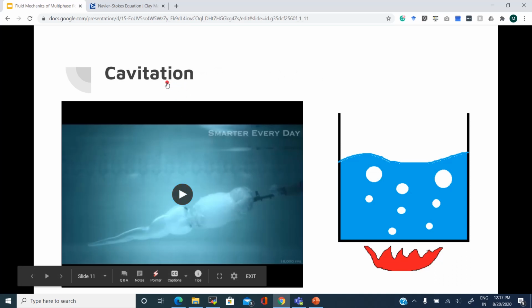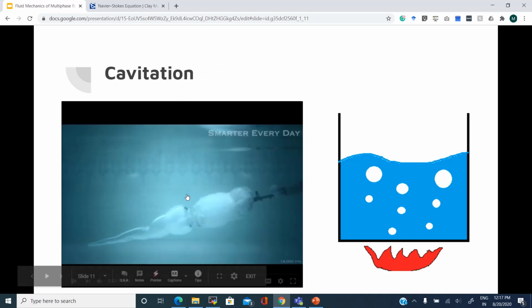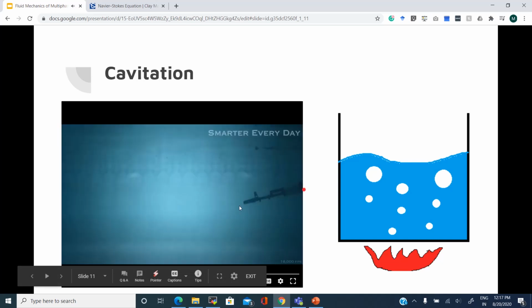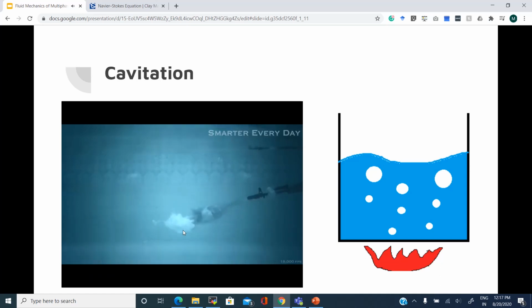This process is known as cavitation. You can also see it when a bullet is fired inside water. In this video you can see, in the wake of this bullet, this big patch of gas. These are actually dissolved gases inside the water or the water vapor itself, which gets undissolved and then again gets dissolved. That's why this oscillation occurs.